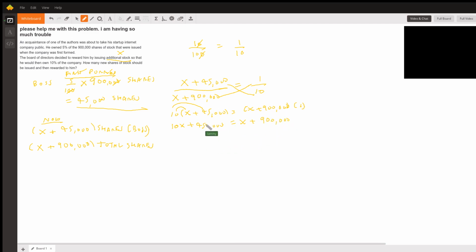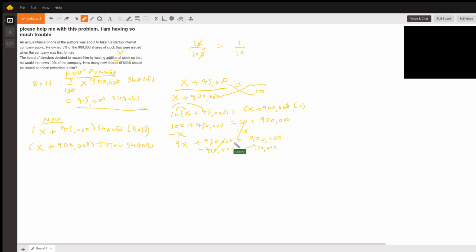So we need to get all the numbers on one side and all the X's on the other side. Here we have 10X, here's 1X. Let's subtract 1X from both sides. So these X's cancel out. 10X minus an X is 9X, plus this 450,000, is equal to 900,000. Now we have all the X's on one side. We need to get the numbers all on the other side, so we need to subtract 450,000 from both sides.